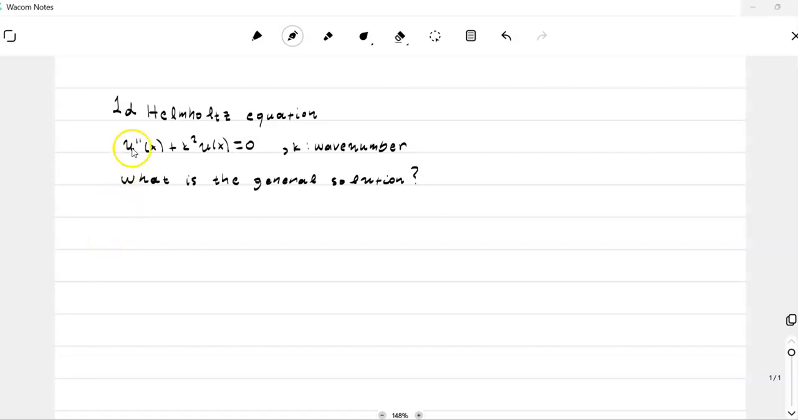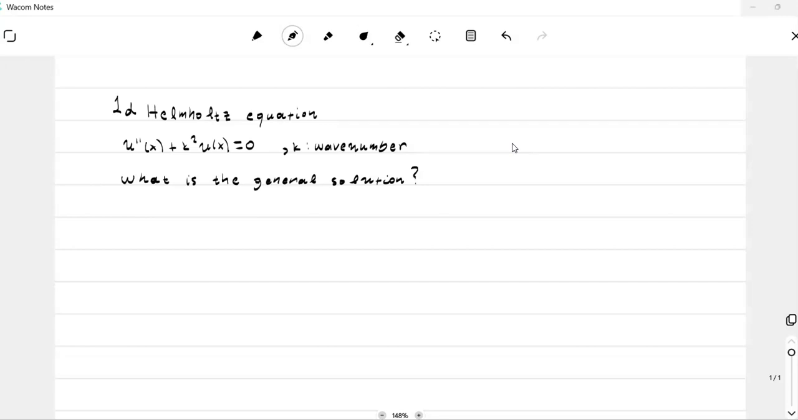In this video, we are going to discuss the one-dimensional Helmholtz problem. So I have the one-dimensional Helmholtz equation, which is of this form: u double prime plus k squared times u equals 0, where k is the wave number. And my question is, what is the general solution? We would like to find a general solution for this ordinary differential equation.